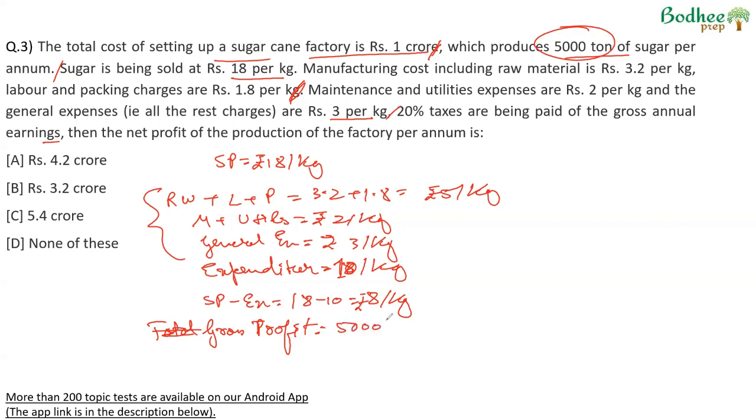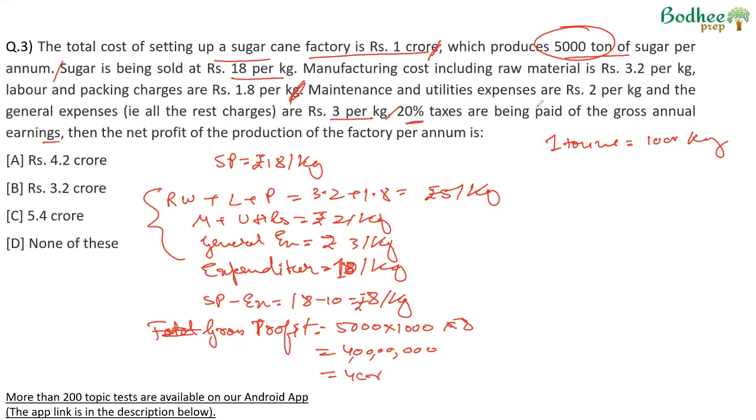So 5,000 tons means 5,000 into 1,000 kgs, because 1 ton is equal to 1,000 kgs, and the profit per kg is rupees 8. So this becomes 40, with 3 zeros and 3 zeros, which is 10 lakh, 10 lakh is a crore. So 4 CR is the gross profit.